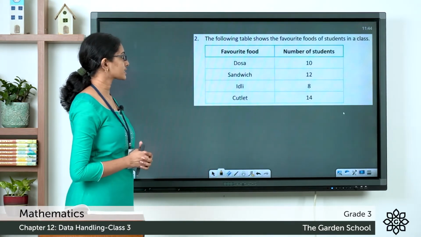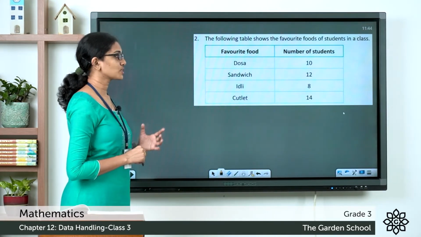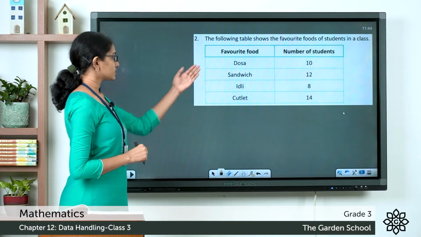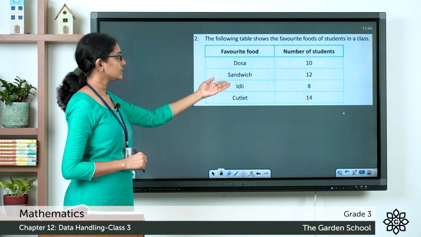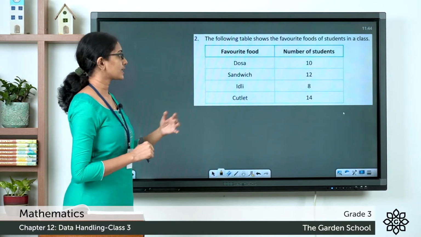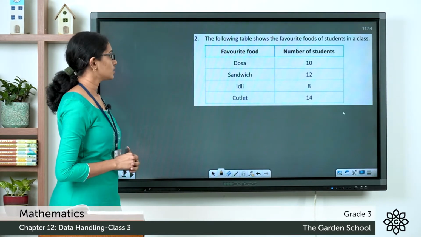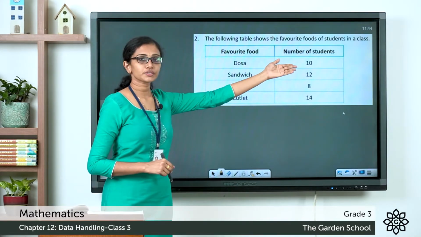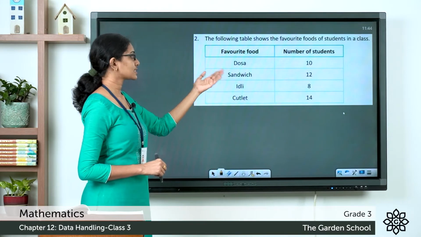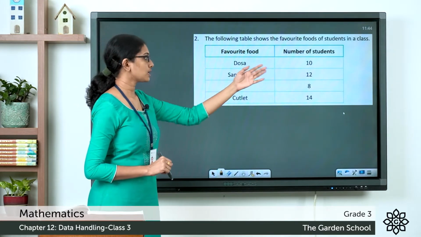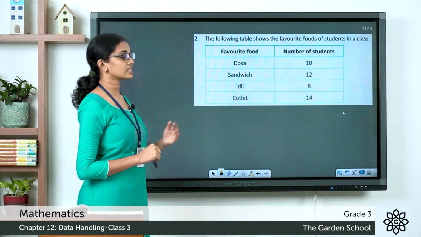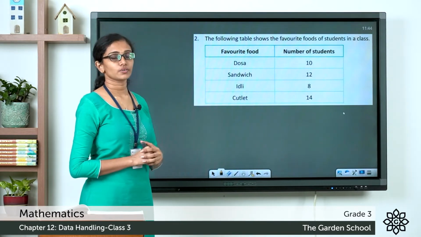Now let's move on to the next one. The following table shows the favorite foods of students in a class. The labels are given here and the categories are given and the number of students who like each food item is also given. So the labels are favorite food and number of students, and dosa is the favorite food of 10 students, whereas sandwich is the favorite food of 12 students, and idli is liked by 8 students, whereas cutlet is the favorite food of 14 students.